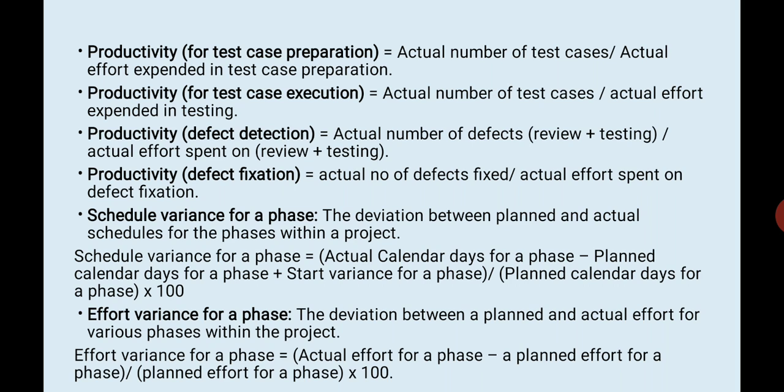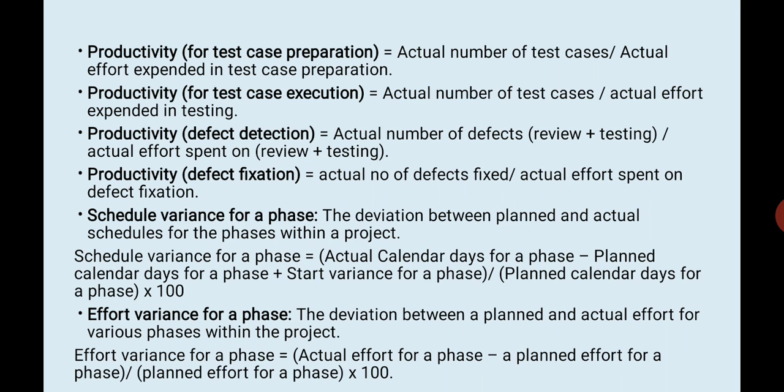Schedule variance for a phase. The deviation between planned and actual schedules for the phases within a project. Schedule variance for a phase: actual calendar days for a phase minus planned calendar days for a phase plus start variance for a phase, divided by planned calendar days for a phase, into 100.